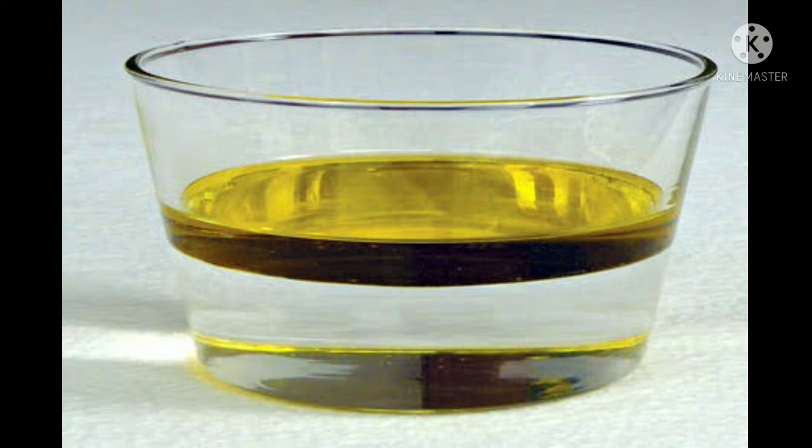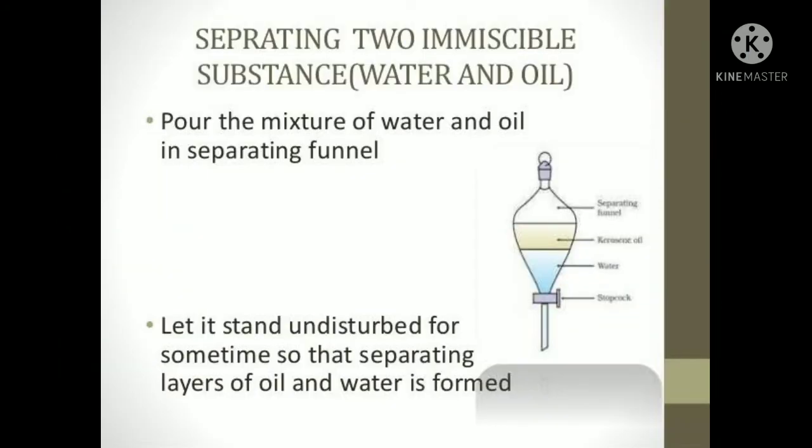This method uses the separating funnel. So what will be there in the separating funnel? In the separating funnel, we have taken some kerosene oil and water, and a stopcock is there. We will not disturb the funnel. We'll keep it straight till the layers of the oil and the water form. We'll just keep it there.